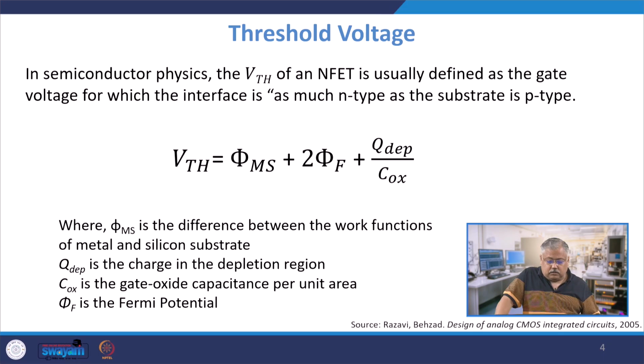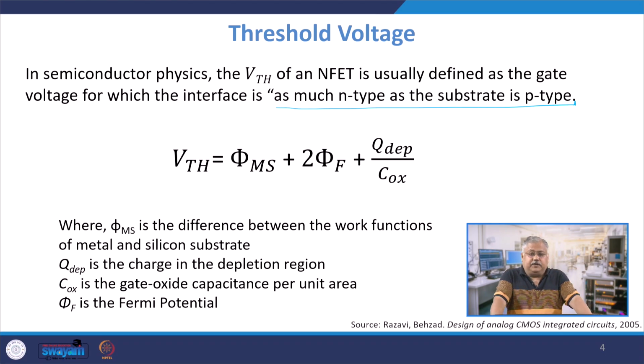and they will form the channel here. That is what I have already told you in the previous slide, that in semiconductors we say the threshold voltage is that value when it was as much N type as it was initially P type. For an enhancement mode N type MOSFET, we say that it is becoming as much N type as the substrate was initially P type, correct. So, it was initially P type, and that is the reason it is referred to as an inverted region. It just gets inverted from P type to N type.